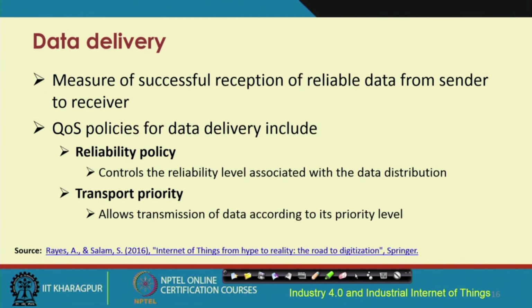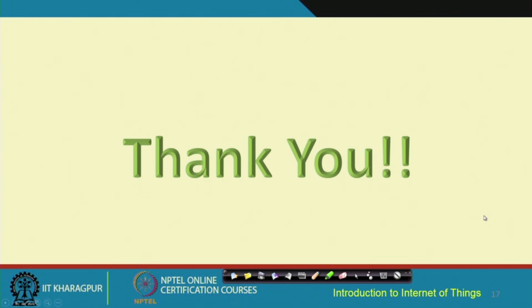Data delivery is the last one. It is about the measurement of successful reception of reliable data from the sender to the receiver. QoS policies for data delivery are the reliability policy, which talks about the control of the reliability level associated with the data distribution, and the transport priority, which allows transmission of data according to its priority level. So, with this we come to an end of the first part of IoT networks.